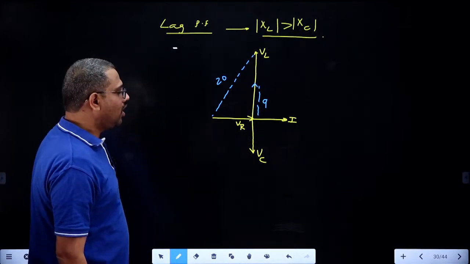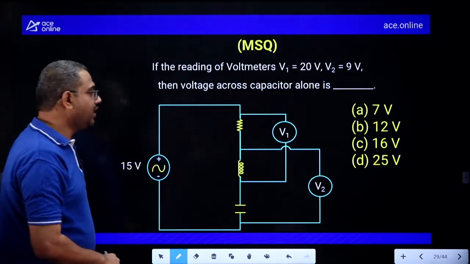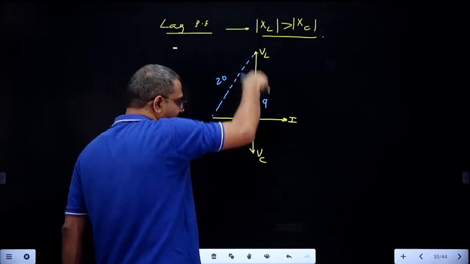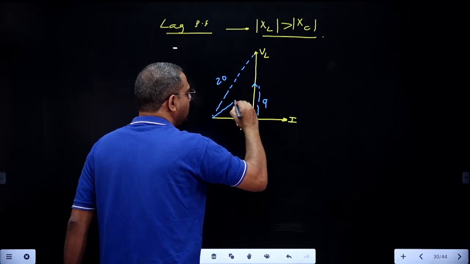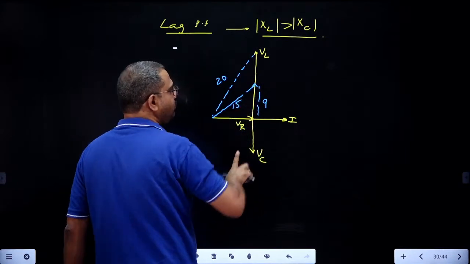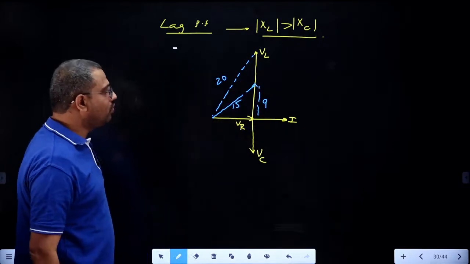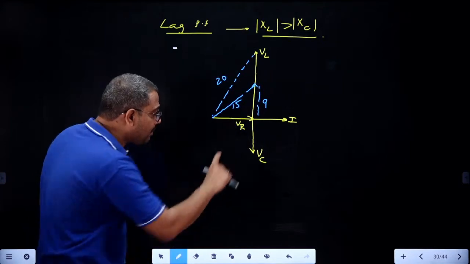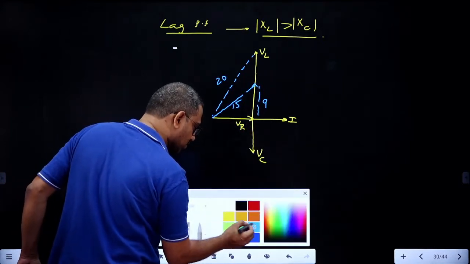Then altogether, VR plus VL plus VC is the supply, 15. If I substitute, VR plus VL plus VC should be 15. VL plus VC is already this, plus VR is this, which is 15. Now with this data, what is he asking? He is asking for the voltage across the capacitor alone. This length is what is being asked.